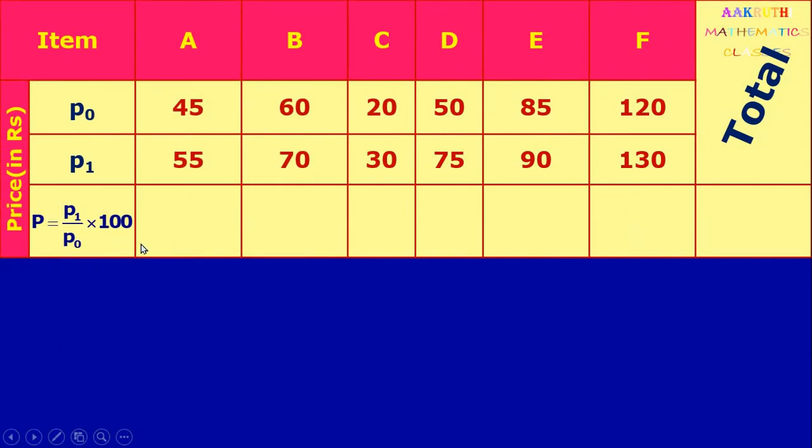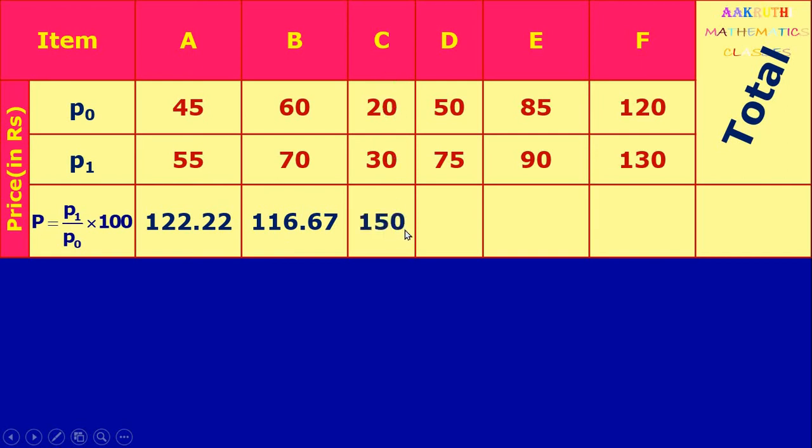Now here first we find price relative P, that is P1 by P0 into 100. For each item we have to find the price relative. For A, price relative is 55 divided by 45 into 100, so it is equal to 122.22. For B, price relative is 70 by 60 into 100, so it is 116.67. For C, price relative is 30 by 20 into 100.